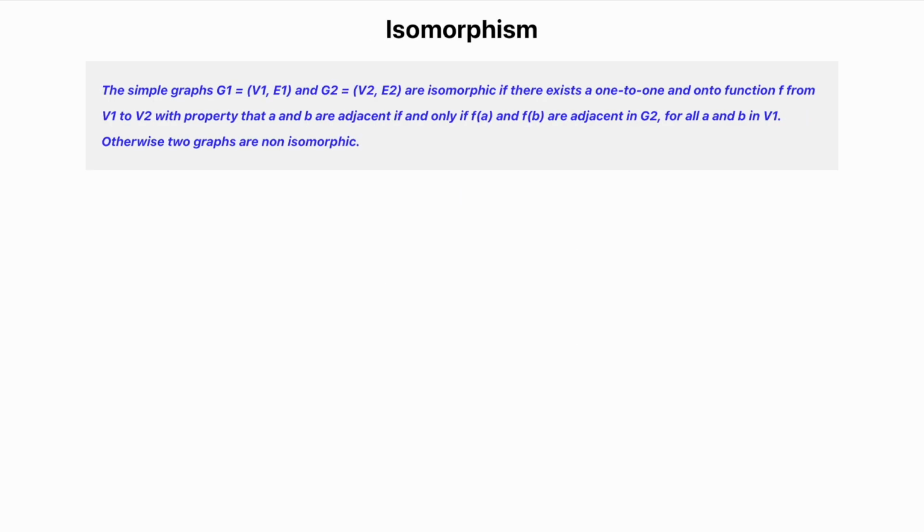Isomorphism. The simple graphs G1 equals V1, E1 and G2 equals V2, E2 are isomorphic if there exists a one-to-one and onto function f from V1 to V2 with the property that a and b are adjacent if and only if f of a and f of b are adjacent in G2, for all a and b in V1. Otherwise, the two graphs are non-isomorphic.